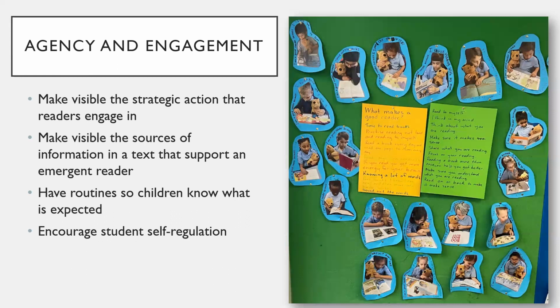And in fact, what do great readers do? Or if you're doing this in writing, what do great writers do? To build agency and engagement, we need to talk to the children about what great readers do, about the strategic actions they take during their reading. So make charts about what you do as a reader and how you are actively engaging with the text. You need to make visible the sources of information in the text that support an emergent reader.